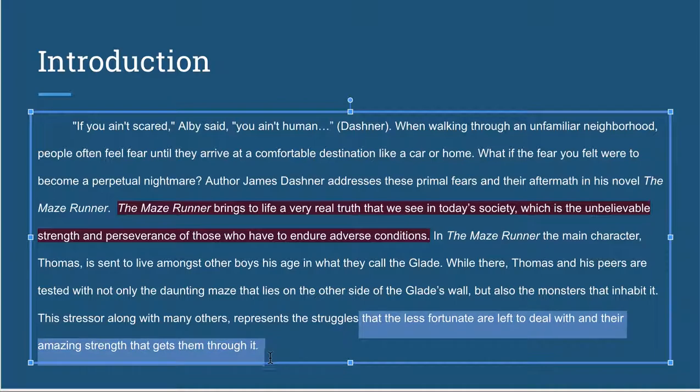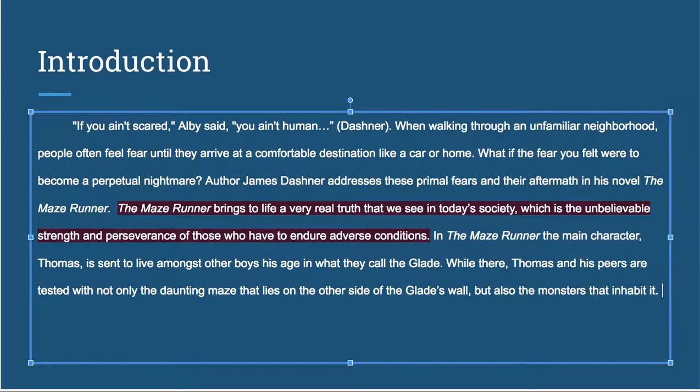This is super vague, right? I don't know who the less fortunate are that this author is referring to, and I don't know what this amazing strength is, and I don't know what they're getting through. The struggle. This sentence right here, I would want to take out. So we're going to delete it right now.